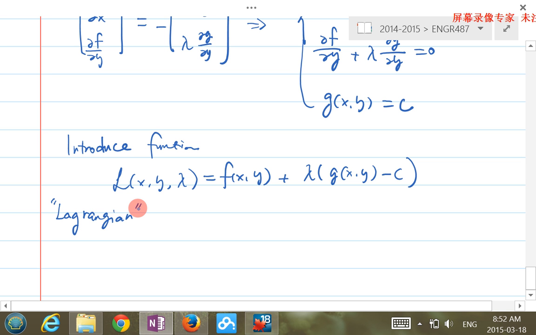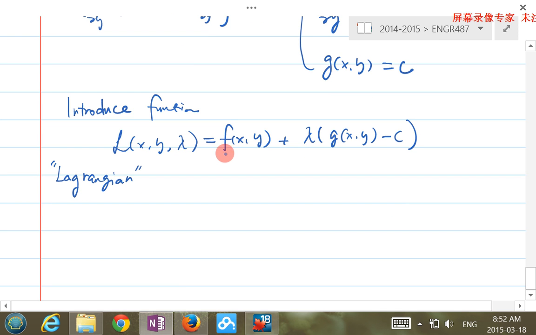And I can state that the original constrained problem is equivalent to an unconstrained optimization problem for L now. So originally you have a constrained optimization problem, finding local min and local max subject to the constraint, right? Now I'm trying to find the local min and local max for L, and it turns out to be the same solution as the constrained one. Why is that? This guy here is called the Lagrange multiplier.